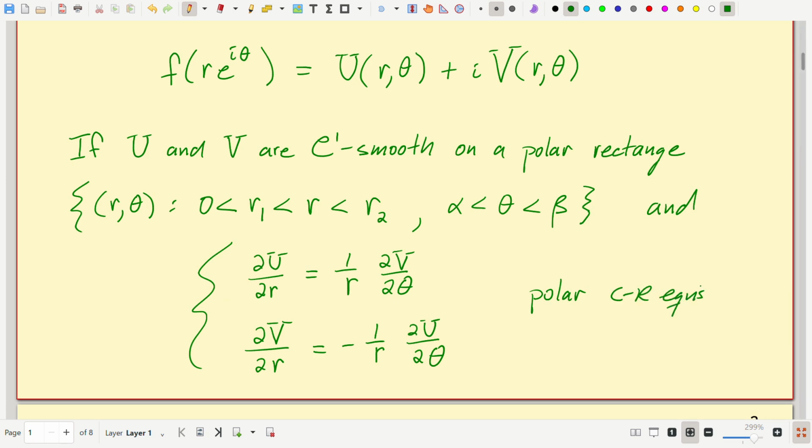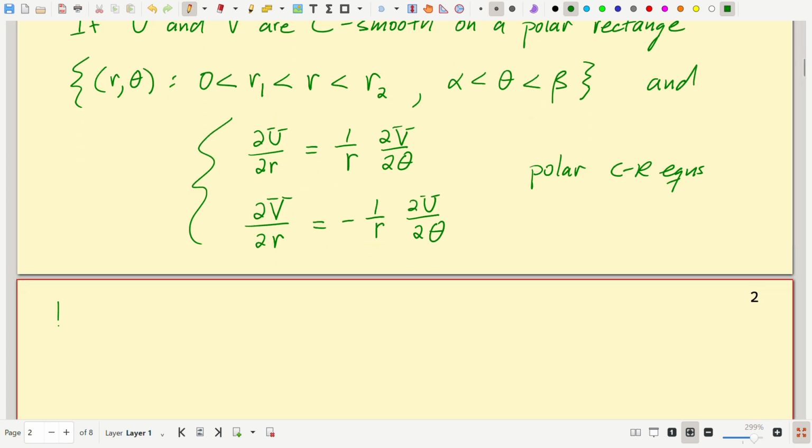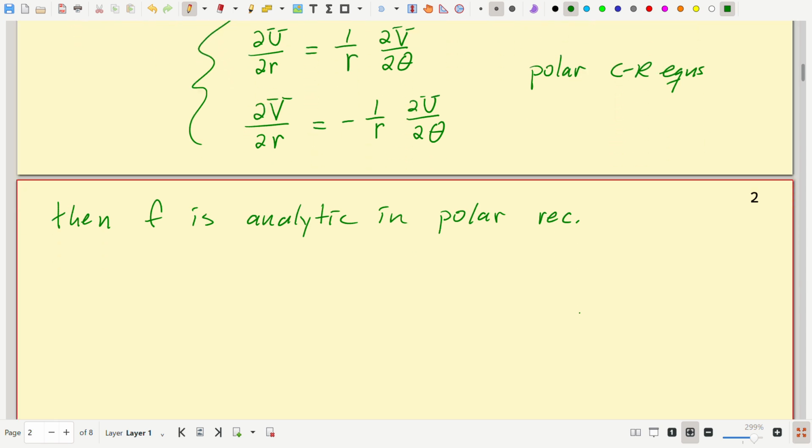If they satisfy that, then F is analytic in the polar rectangle. Okay, that's the fact. I'm going to show you multiple ways of showing this. You're going to think about it in the homework a little bit. But before I do that, let me give you an example.